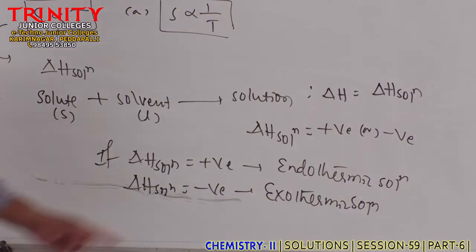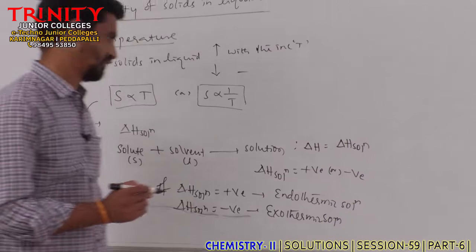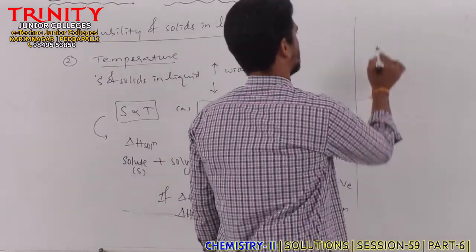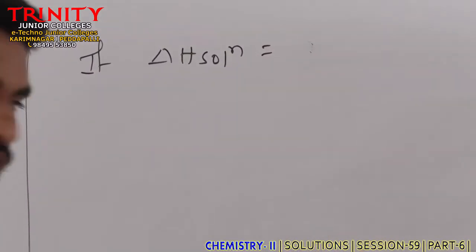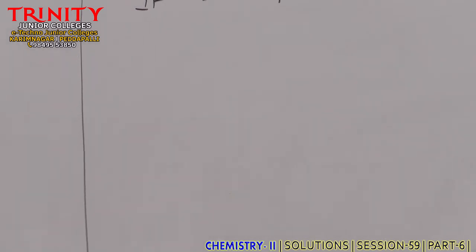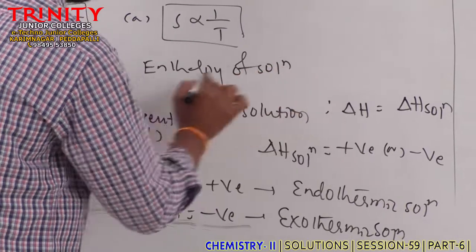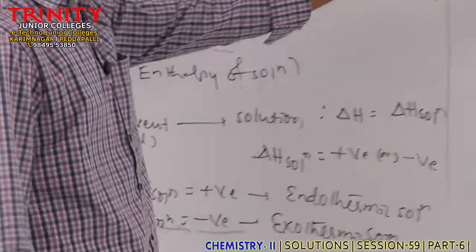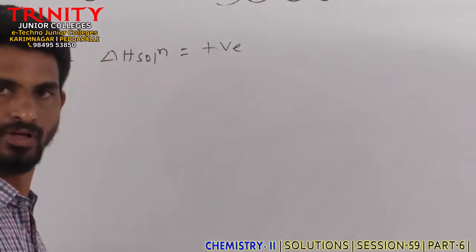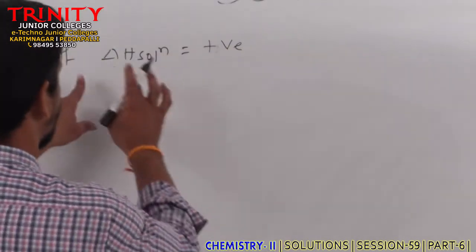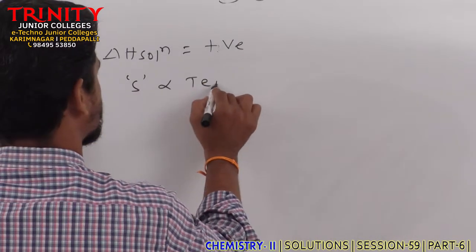Exothermic solution. Depending on this enthalpy of solution, the temperature effect will be decided. What is delta H of solution? This delta H of solution is the enthalpy of solution. If the enthalpy of solution is with positive sign, meaning for endothermic solutions, if delta H of solution is positive, then solubility is directly proportional to temperature.